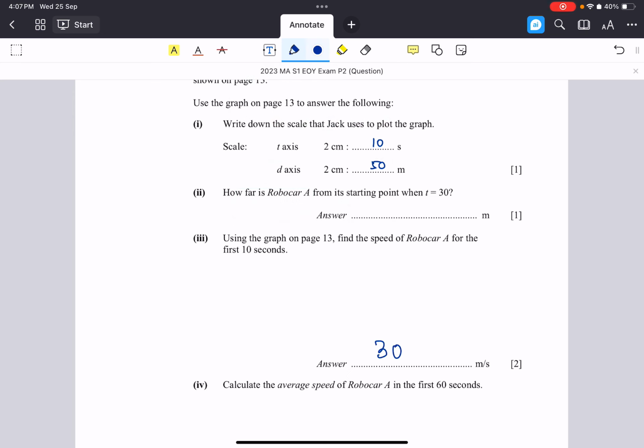This one is just read from the graph, and I write it in the answer space. Over here is part 2, 300 right here. So part 3, once again they say use the graph. Find the speed for the first 10 seconds.